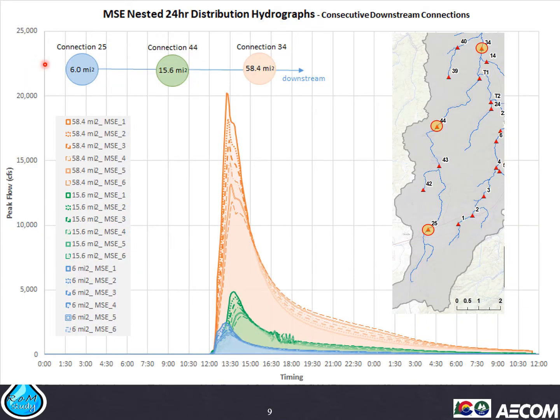This graphic shows the hydrographs as observed at 3 different connections in the model. So you may recall the map on the right here showing these from upstream moving downstream. So we have 25, 44, and 34. Those are the same 3 that are exhibited here to show that increase in the drainage area. And so expect to see these repeated throughout some of the presentation.